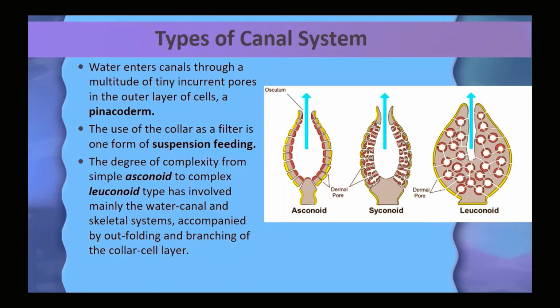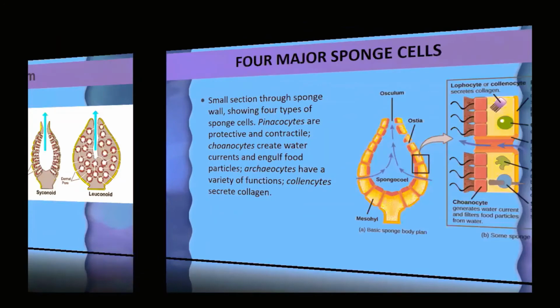Most sponges are of the leuconoid type. Leuconoid bodies account for most species within the class Calcispongiae and are the most common type in other classes.